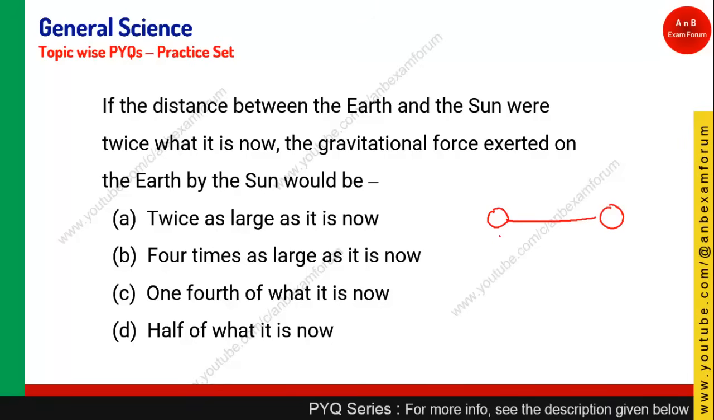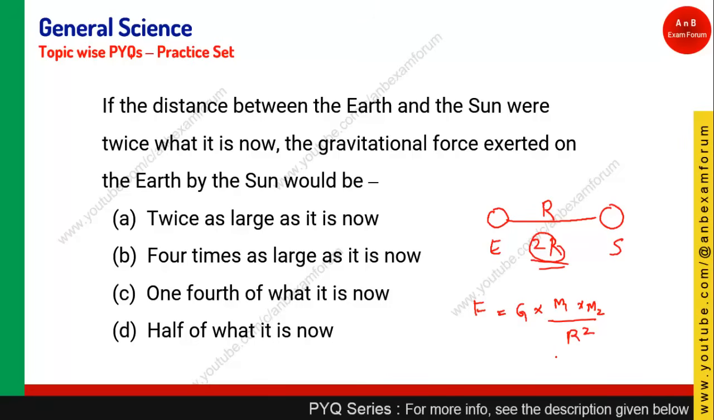This is Earth, this is the Sun. Right now say the distance is r, but the distance becomes twice. So what would be the gravitational force exerted by Earth on the Sun? You know the formula: F = G m1 m2 / r². So the distance becomes 2r.